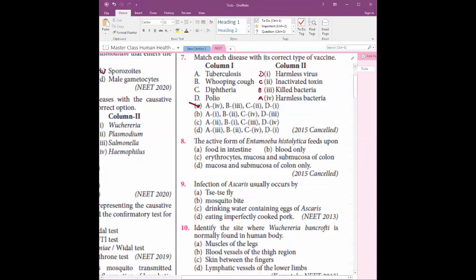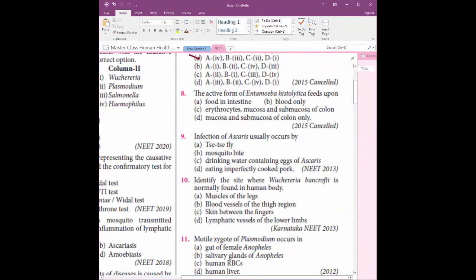The active form of Entamoeba histolytica feeds upon... Very, very important. Guys, think about this. Very nice. Parnavi is right. Vibha is right. Himanshu is also right. Guys, I had told you.